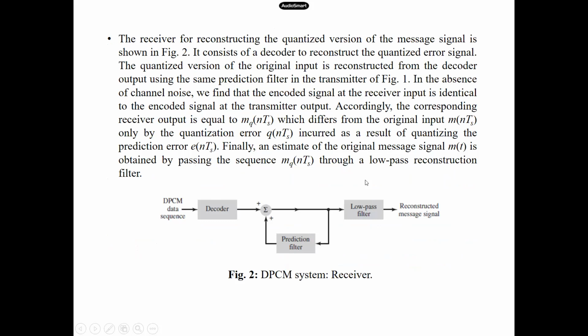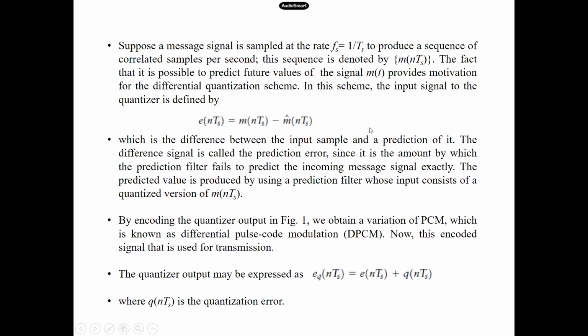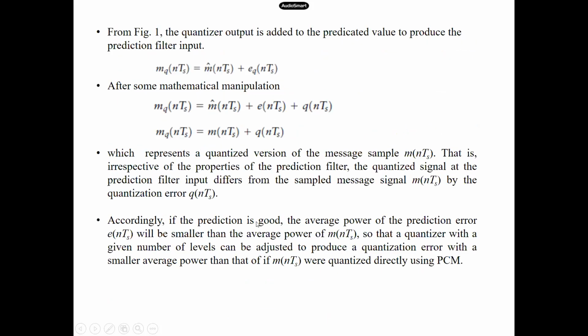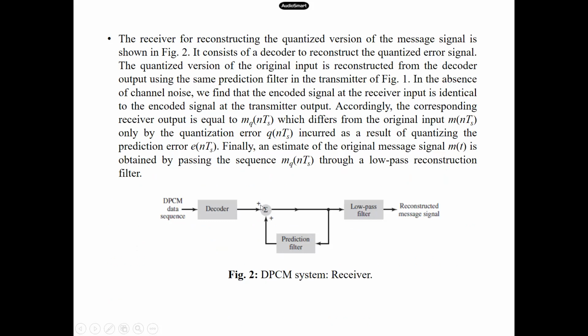Now at the receiver, we have a decoder. Earlier we had a decoder followed by a filter, but now we have a prediction filter in between, which is used in the form of feedback. It consists of a decoder to reconstruct the quantized error signal. The quantized version of the original input is reconstructed from the decoder output using the same prediction filter as in the transmitter. So we are using the same prediction filter which is used here, because the transmitter and receiver talk to each other before they start transmitting the signal.